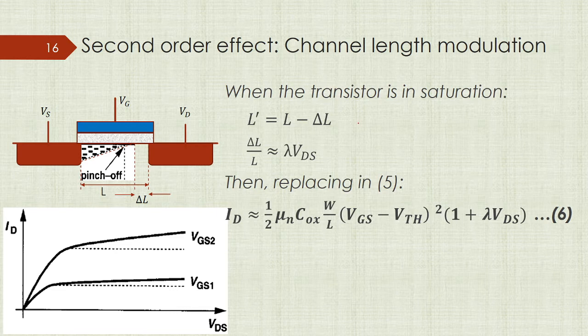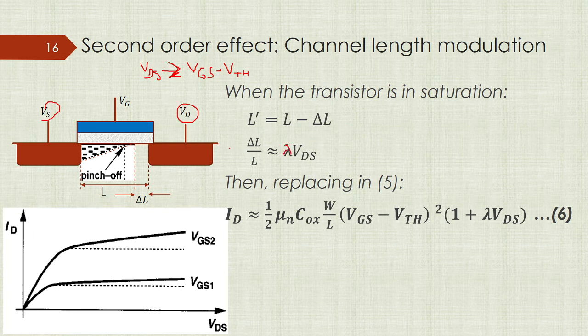Another second order effect is the channel length modulation. As we saw in the previous slide, when the VDS voltage is greater than VGS minus VTH, then the pinch-off finishes earlier than L, and this relationship is almost linear.